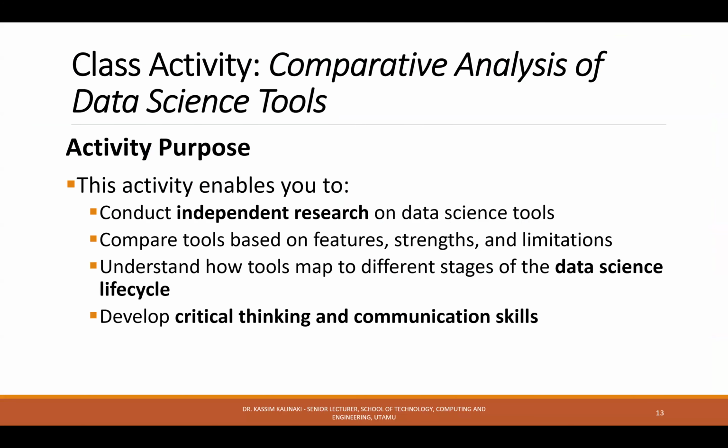So our class activity that we're going to go with today is we're going to compare the different tools for analysis.